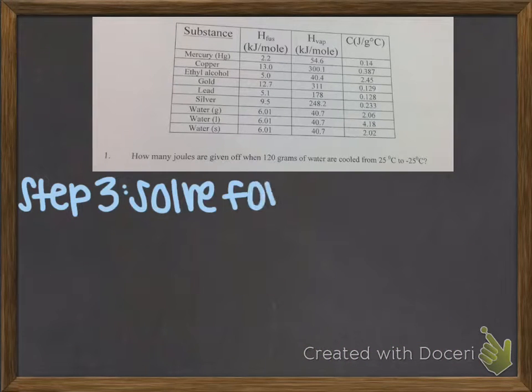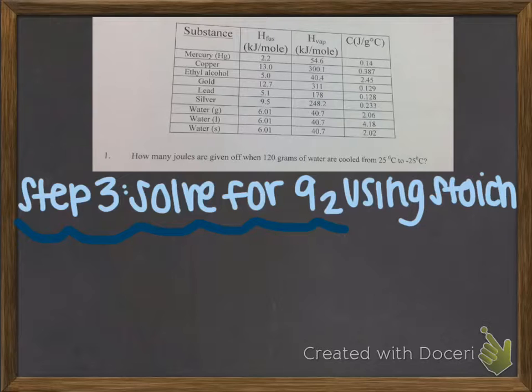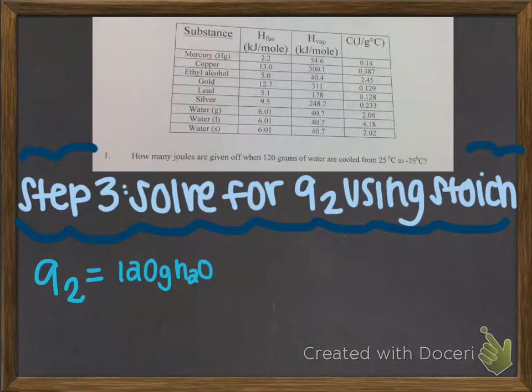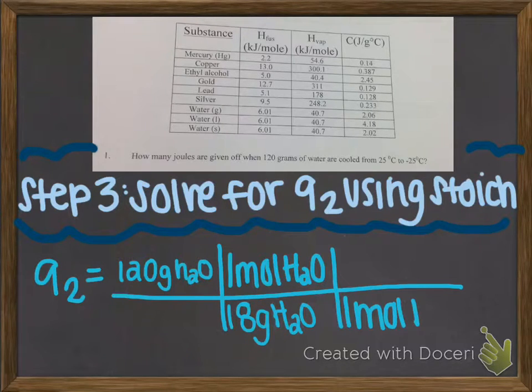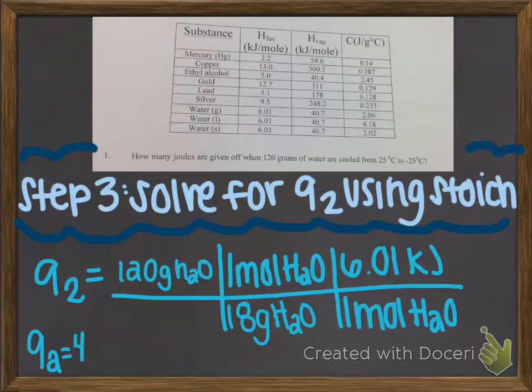Then we're going to go on to step 3, which is solving for Q2 using basic stoichiometry. We're going to start with what we're given, and do stoichiometry to get this into kilojoules. We take the molar mass of H2O, which is 18 grams, equal to 1 mole of H2O, which is canceled out by 1 mole of H2O. And this is where it gets different. We looked on the chart, and we see that the heat of fusion for water, which is the same through all the states, is 6.01 kilojoules.